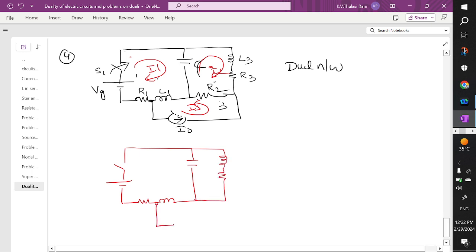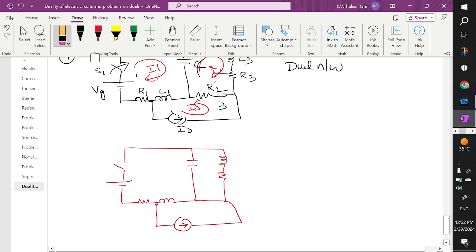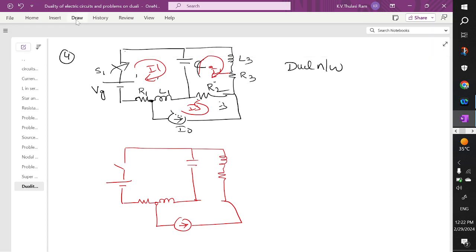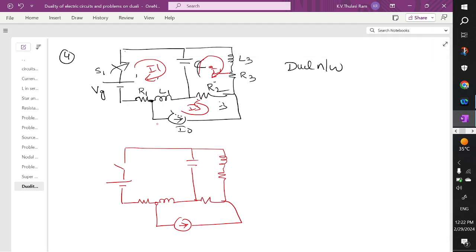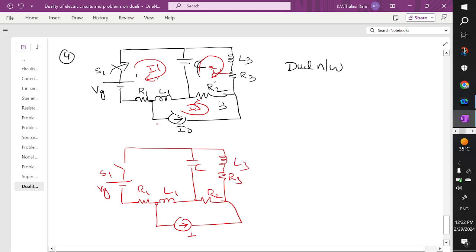and between these two elements you have a current source which is drawn like this. And between these two, we are going to have the resistance value of R2, Vg, S1, R1, L1, C, R3, L3, and I0.